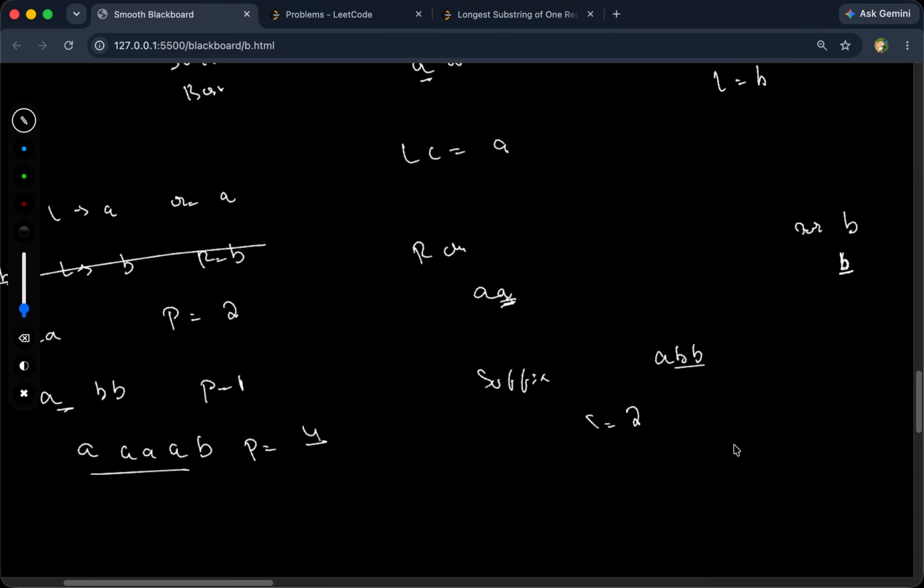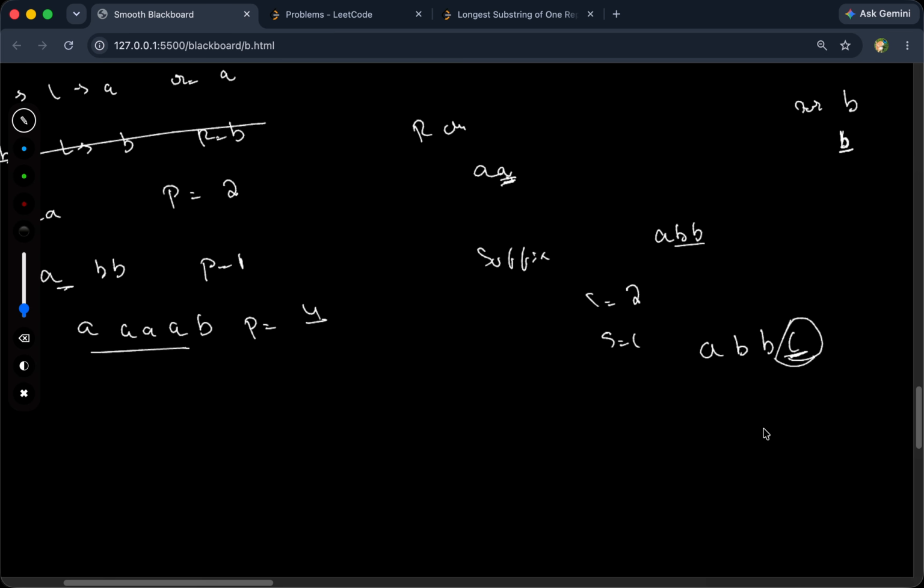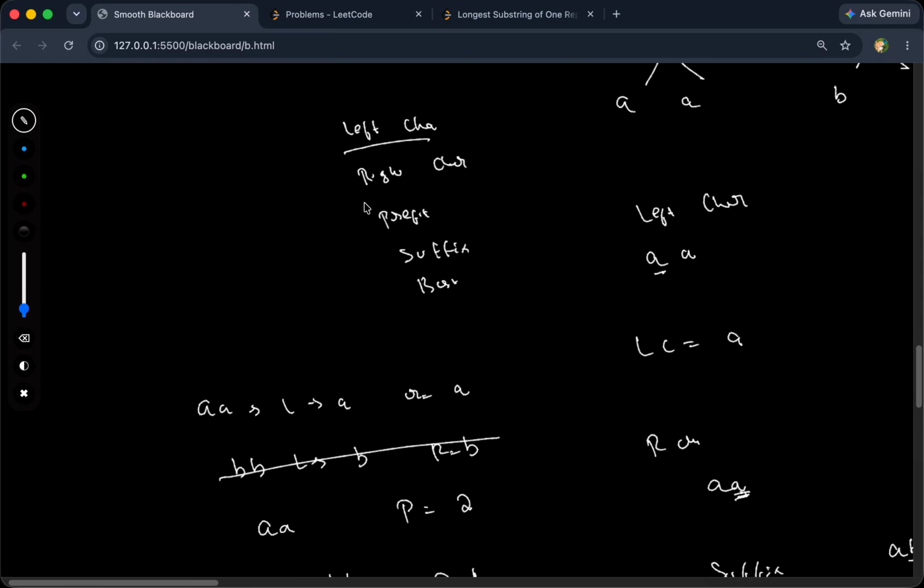Okay, and let's take one more example. Suffix is 2. Let's take A B B C. So the last character is C, so the suffix is 1 because there is only one character. Okay, now we have understood left, right, prefix, suffix, and now it's best.